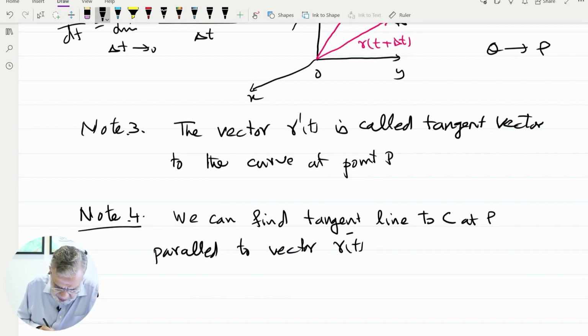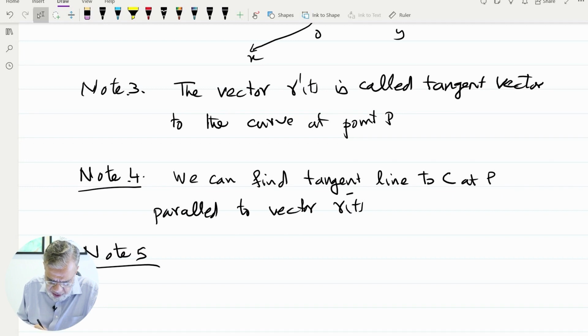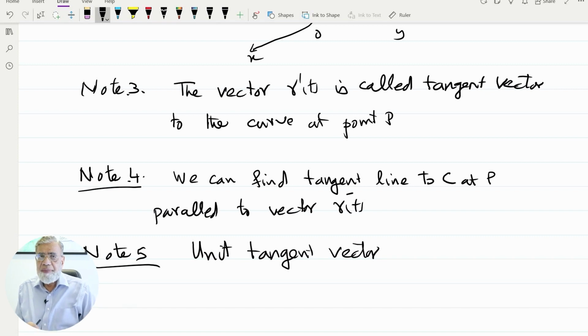Now you have note 5 that gives us the concept of the unit tangent vector. We have defined the tangent vector, so we can find the unit tangent. This is not a new concept, because we have already seen that when we want to find a unit vector of a vector A, we just divide by the magnitude of the vector.